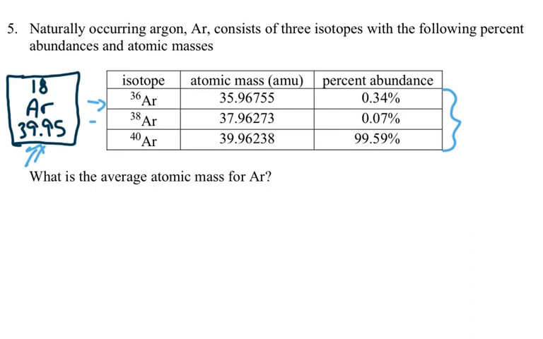Now remember, the symbol Ar locates it to a box, and it tells you how many protons there are. So the fact that it's Ar, there's 18 protons. There's 18 protons in each of them. The difference is how many neutrons they have. So one of them has 18 neutrons, this one has 20, one has 22. So that gives them different masses because neutrons have weight.